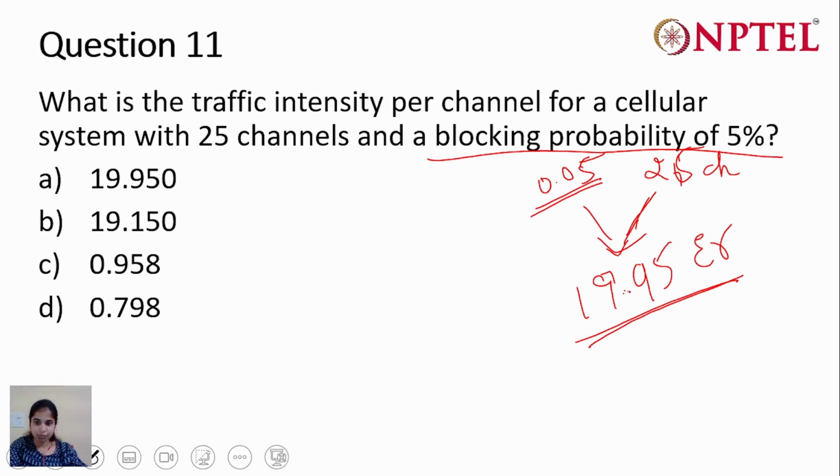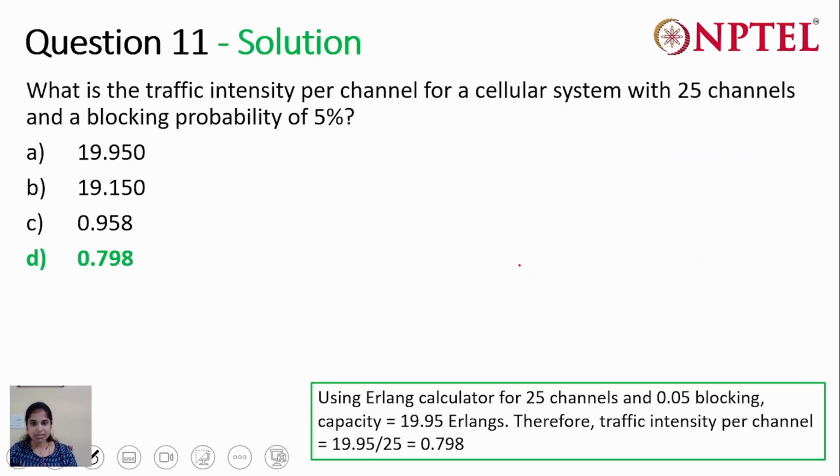So now what we have to find is the traffic intensity per channel. 0.798. Is it 19.95 divided by 25? 25, yes. Since I couldn't go and show the calculator, I thought I'll just give the values. But this question will give an idea of how to solve these kinds of problems.